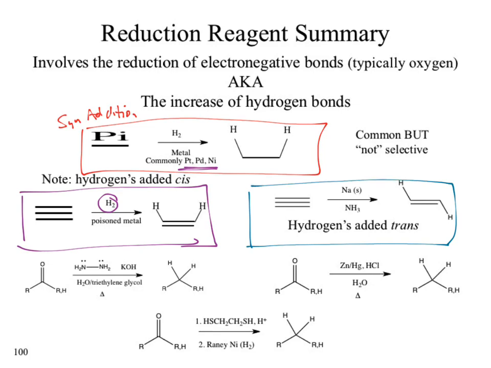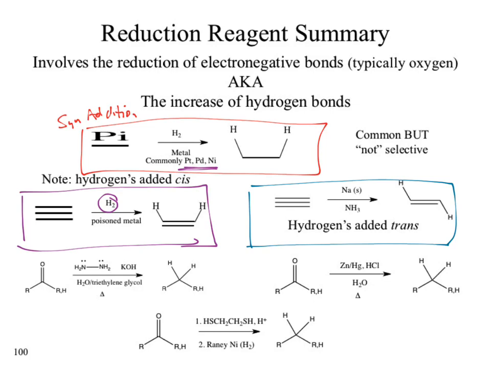Well, the previous two chapters that we were looking at, we started with carbonyls. Well, carbonyls are pi bonds. Could I use H2 and a poisoned metal to reduce a carbonyl? No, because the poisoned metal reacts with alkynes. Could I use H2 and a normal metal, like platinum, palladium, or nickel? Yeah, that will reduce a carbonyl. The issue with that is not only does it reduce the carbonyl, it reduces alkenes, alkynes. It reduces everything. It's not selective.